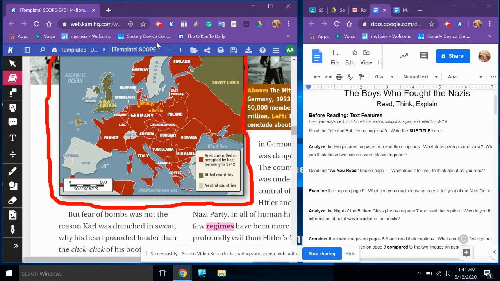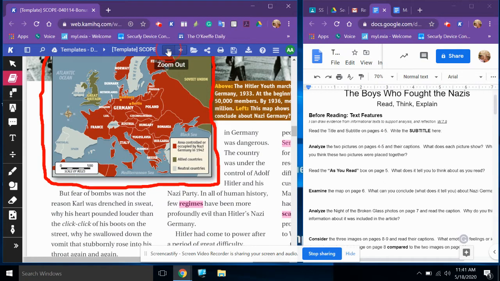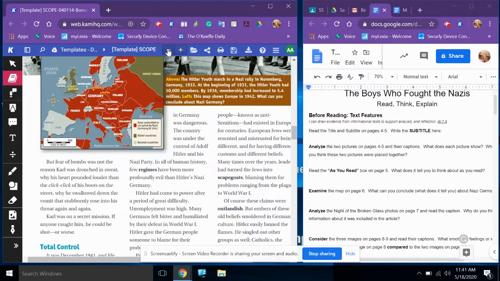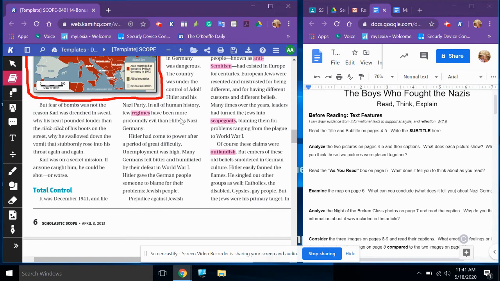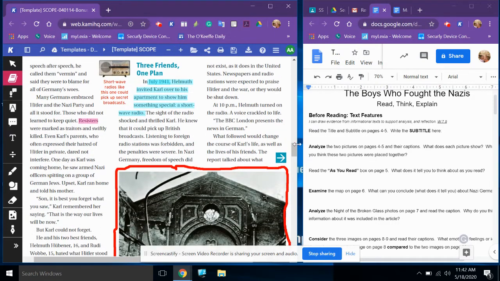Okay. The next thing we're going to do is look at some bolded words here: regime, scapegoat, outlandish. So we're going to want to be aware of those vocabulary words as we read our text. You've got an image here of a shortwave radio. That's the type of radio that they used back then. It could pick up the secret broadcasts and the things that Hitler didn't want Germans to hear. We see some more words highlighted here.